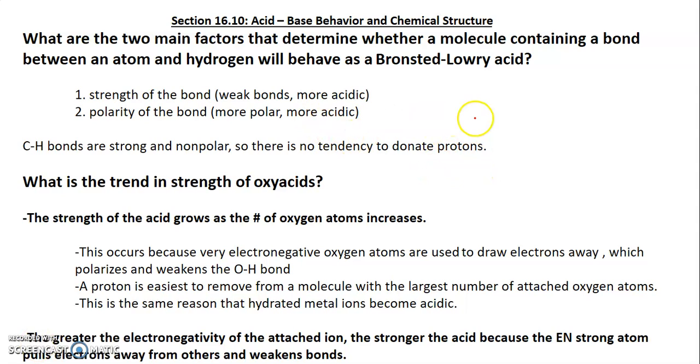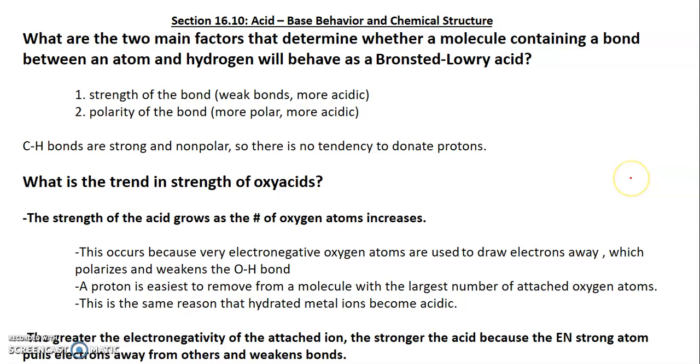All right, this last video for Unit 7 is going to be looking at acid-base behavior and how it relates to the chemical structure of the molecule that we're looking at. Specifically, we're going to talk about oxyacids and then oxides, so both having to do with oxygen with a little bit of difference.